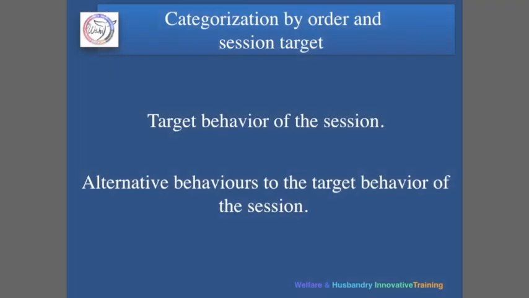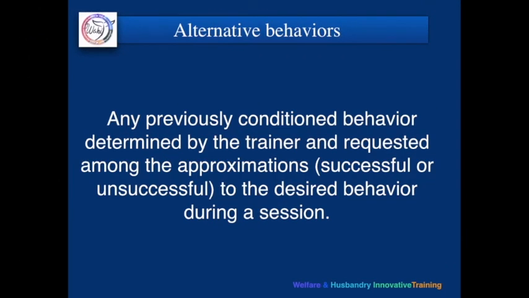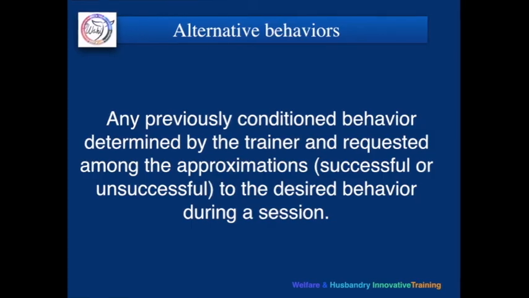When we categorize by the target of the session, we have two behaviors: the target behavior of the session and the alternative behaviors to the target behavior in the session. Alternative behaviors will be any previously conditioned behavior determined by the trainer and requested among the approximations, successful or unsuccessful, to the desired behavior during the session.